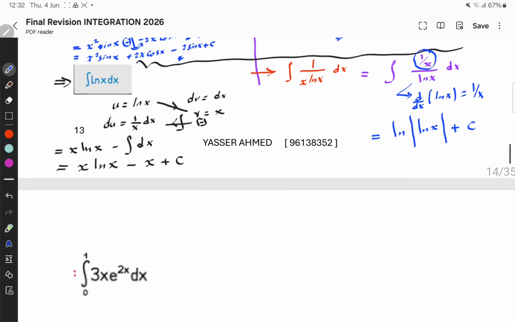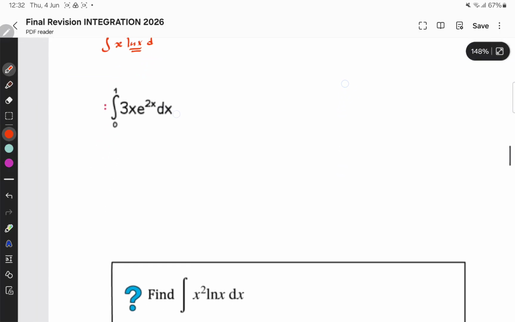But if you have ln x like that, or the integral of x ln x dx, we use the same method, where we always use u equal to ln x. Now we are going to the next question.